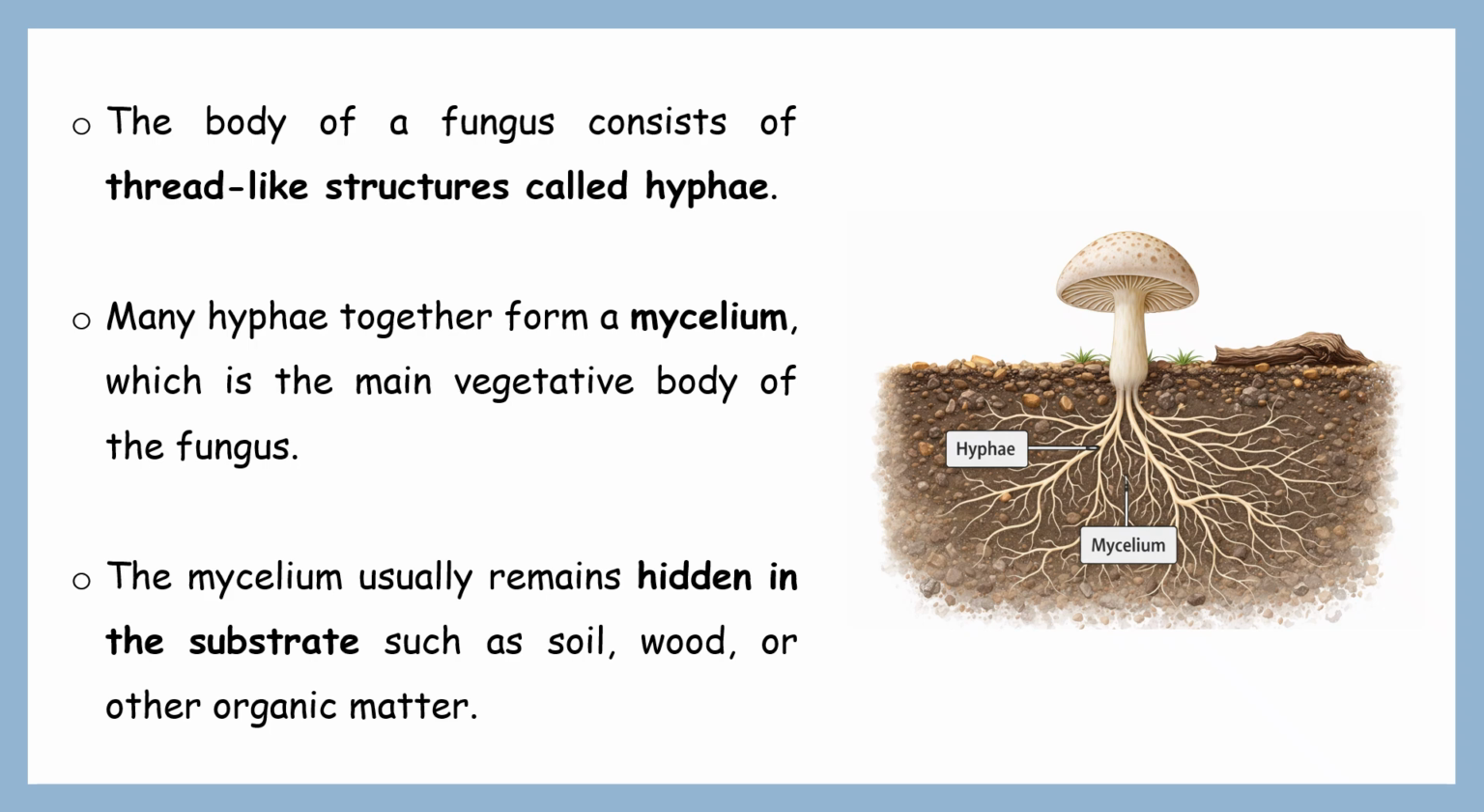The body of the fungus consists of thread-like structures called hyphae, as you can clearly see in this diagram here. Many hyphae together form a bigger structure known as mycelium, which is the main vegetative body of the fungus. Usually, the mycelium remains hidden under the substrate, as you can see here. For example, it is hidden under the soil, or most of the time it might be wood or other organic matter.